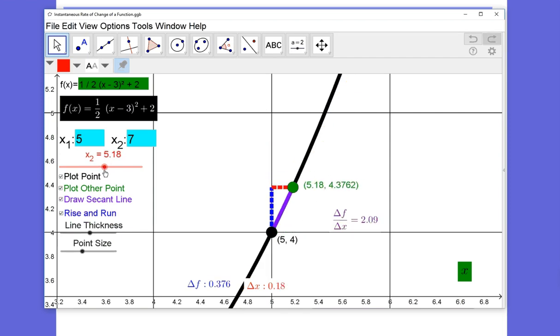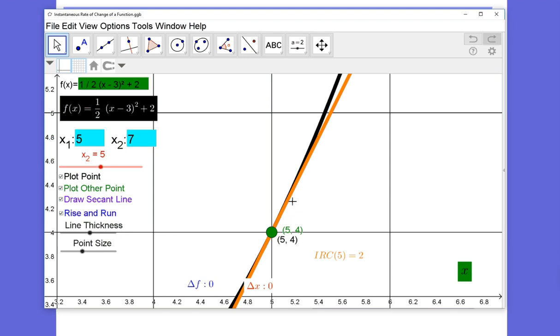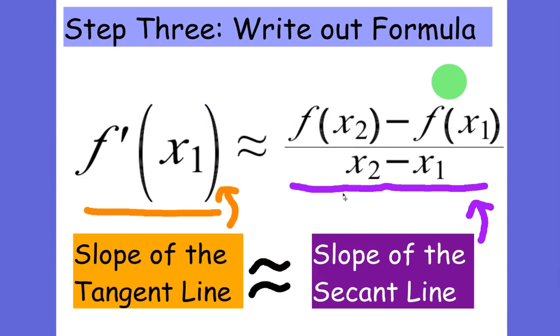That means that the slope of the secant line approaches the slope of the tangent line, 2, as x2, 5.18, gets closer and closer to x1, 5. In other words, the slope of the secant line is approximately equal to the slope of the tangent line when x2 is really close to x1. Okay, and you can do that, of course, for any two x values, any graph you want. This is where the formula comes from.